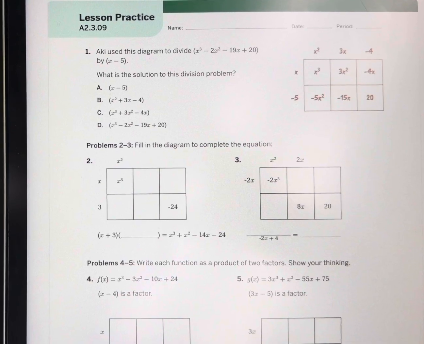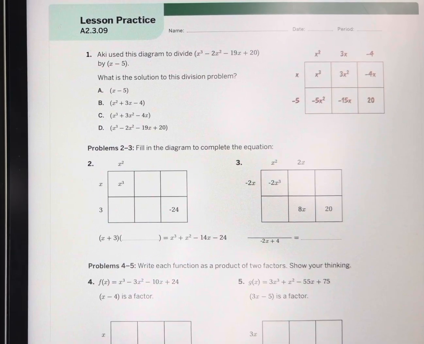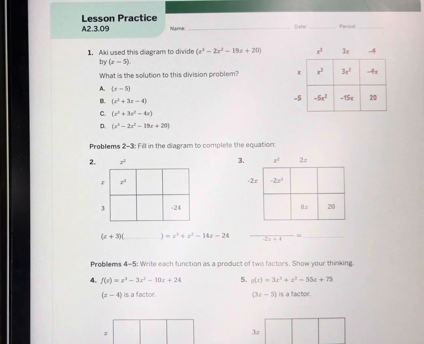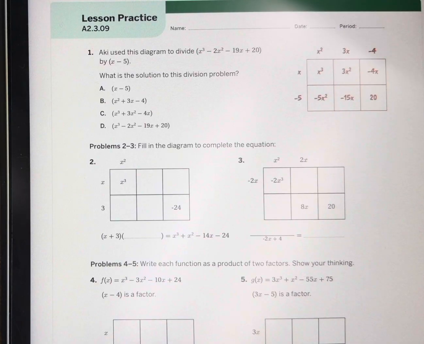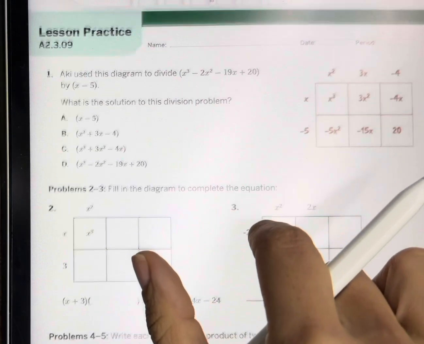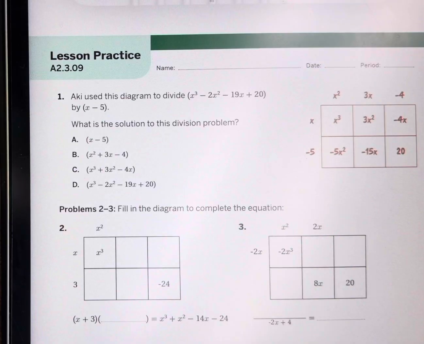Okay, let's get started on the homework. Here is 3.9, where we're going to divide using this glorious box method. Okay, then we'll go with a blue. Let's do it. So, the first question, I love it, all right?